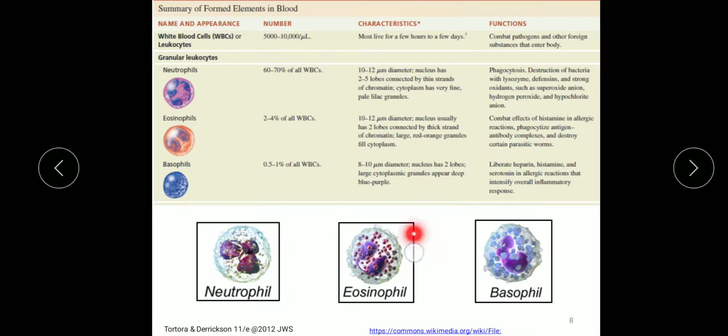Eosinophils contain large, uniform-sized granules which are eosinophilic. They stain red-orange with acidic dye, and the granules usually do not cover the nucleus. The nucleus has two lobes connected by a thick strand of chromatin.